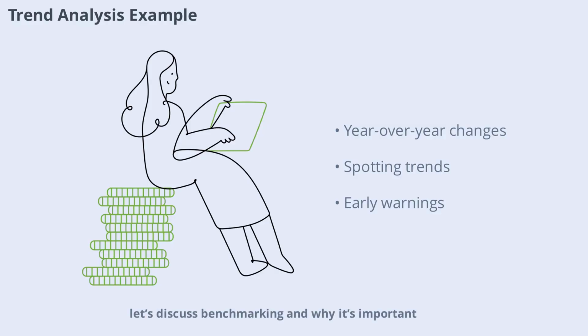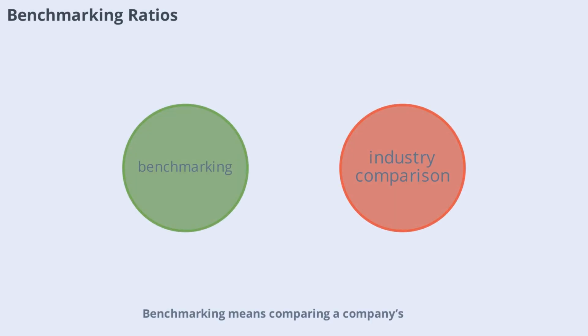Next, let's discuss benchmarking and why it's important. Benchmarking means comparing a company's ratios with industry averages or competitors. This helps determine if the company is performing above or below the norm. For example, a higher ROE than the industry average is usually a good sign. Benchmarking also helps set performance targets and identify areas for improvement. Let's see how to use benchmarking in practice in the next scene.